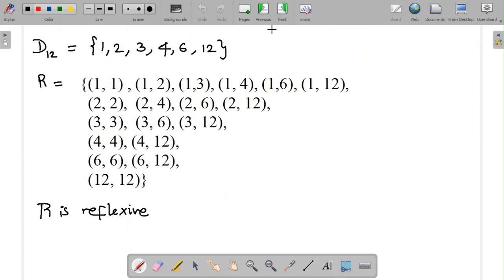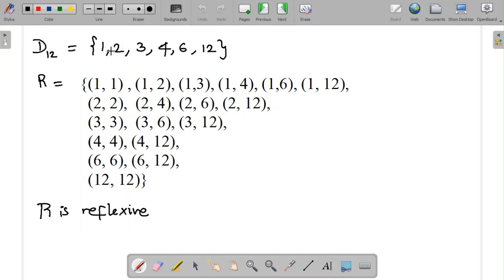All right. The relation contains all ordered pairs (A, B) such that A divides B. So R will have (1,1), (1,2), (1,3), (1,4), (1,6), and (1,12) because 1 divides every number in this set. 2 divides 2, 4, 6, and 12. 3 divides itself, 6 and 12. 4 divides itself and 12. 6 divides itself and 12. 12 divides only itself. So 6, 4, 3, so 6 plus 4 plus 3 is 13 and 18 ordered pairs are part of this relation.